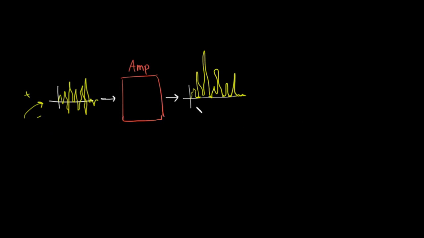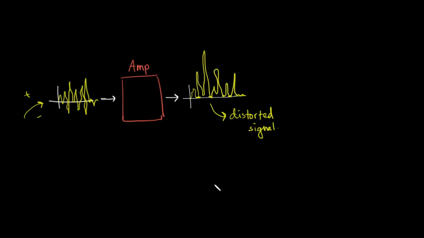But if your circuit only amplifies the positive parts and cuts out the negative parts, then the output of your amplifier will be heavily distorted. This will be a very distorted signal, and we don't want distortions in our amplifiers, because then the quality of our music will be severely degraded, and that won't be very pleasurable to hear. All right, so what is the workaround?